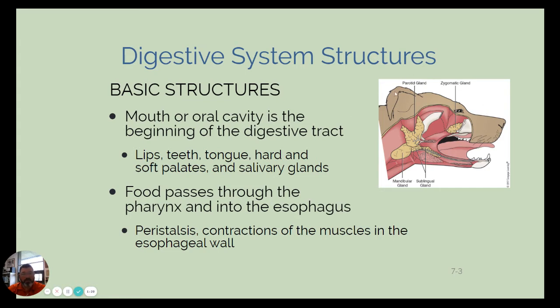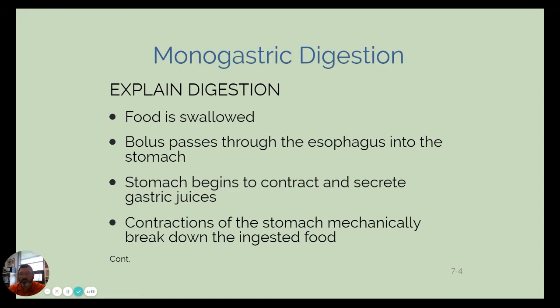Here again, we've got the diagram, a cutaway of a dog, and we start to look at the digestive tract structures there. So, of course, we talk about the food as it's ingested. It's swallowed, that bolus, then we call that a bolus. Once it's chewed, it passes through the esophagus into the stomach, and the stomach begins to contract and secrete these gastric juices.